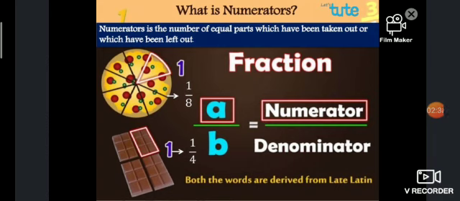And one chocolate has been cut into 4 pieces. The top is 1. That means 1 piece you eat. That is also called the numerator.